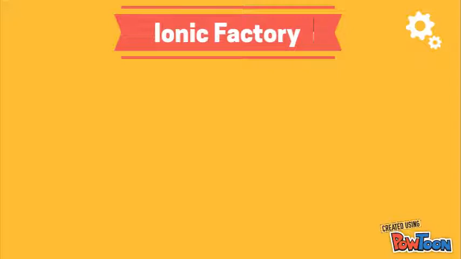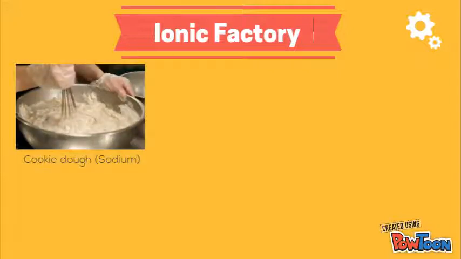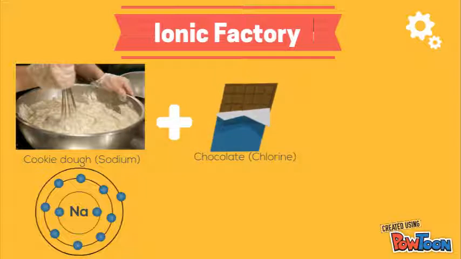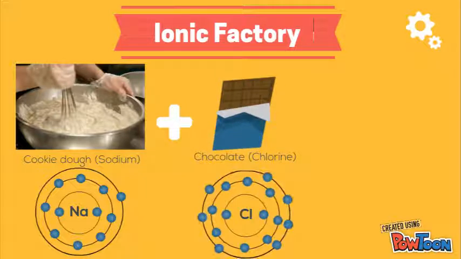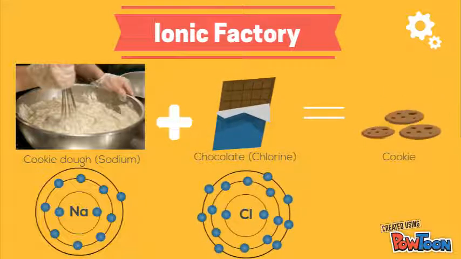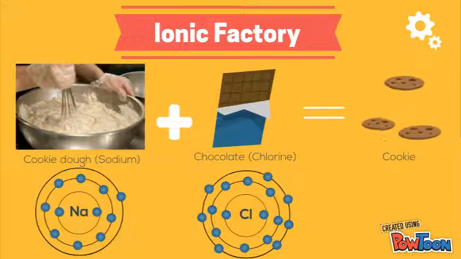This is where the factory takes cookie dough, which has a similar structure to sodium, so I will be explaining it in terms of sodium, and chocolate, which has a similar structure to chlorine, so I'll be explaining it in terms of the structure of chlorine, to make the perfect cookie. The structure of sodium has 3 energy levels and 1 valence electron. Valence electrons are the electrons on the last energy level. Chlorine also has 3 energy levels but has 7 valence electrons.